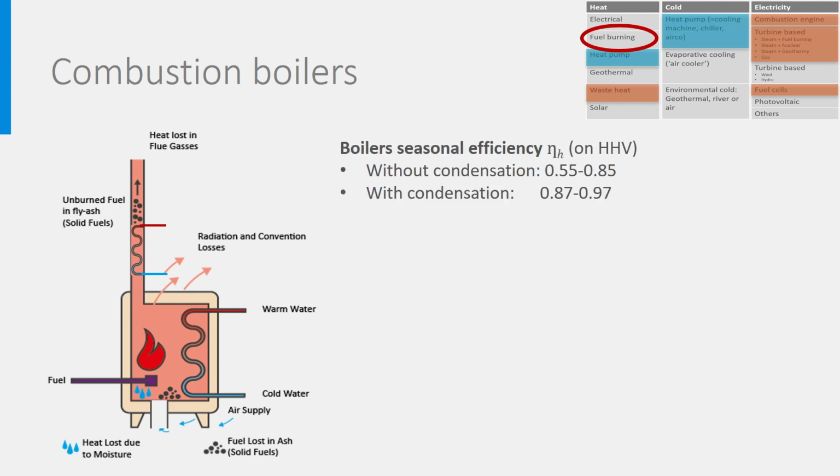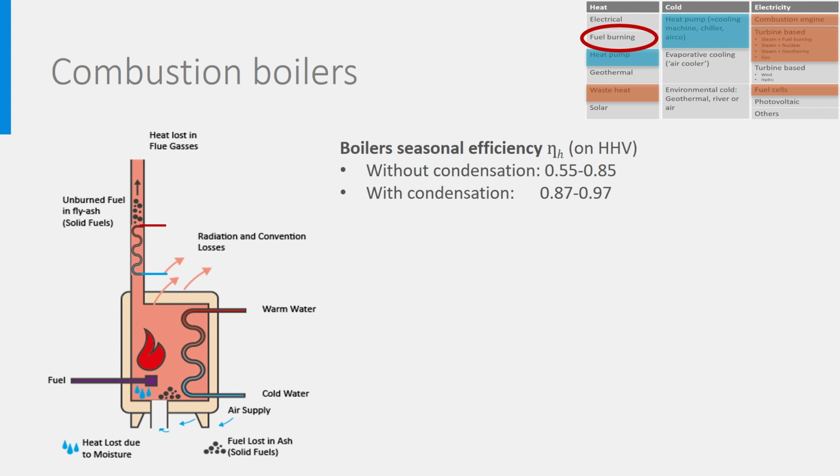The efficiency of non-condensing boilers is between 0.55 for the older ones and 0.85 for the modern ones. The efficiency of condensing boiler is much higher, up to 0.97. However, it is not because you buy a condensing boiler that it will work in condensing mode. To have it working in condensing mode, the temperature of the water in the heat exchanger should be below 55 degrees Celsius. In all heating systems that need a temperature higher than 55, the boiler will not work in condensing mode.